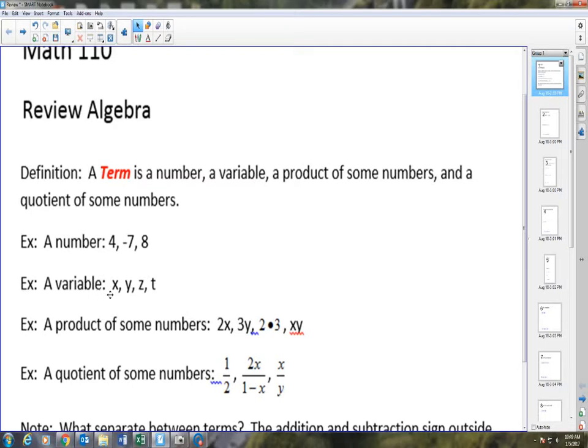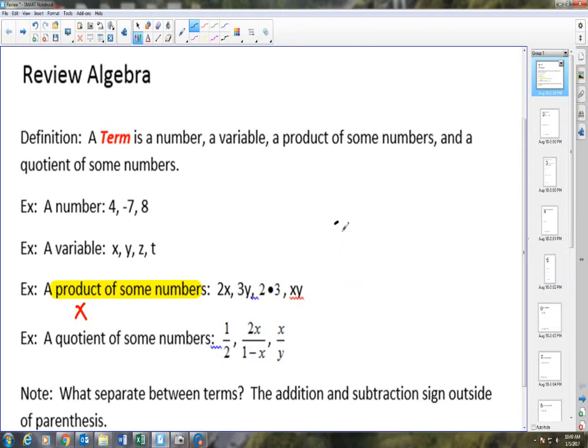A variable, a single letter variable, x alone, y alone, z alone, or t alone, is considered one term. The definition gets a little bit tricky here. What's considered a term is a product of some numbers. Product in algebra refers to multiplication. So what it's saying here is a multiplication of some numbers is considered one term. For example, the 2 times 3 I wrote right here. 2 times 3 we know is equal to 6. 6 is a number, so 6 has to be a term.